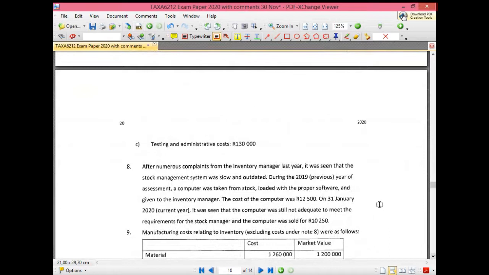Then the testing and administrative cost. This one is not allowed in terms of Section 11B, so your research and development, but we can still deduct it in terms of Section 11A, which is our general deduction. So we will deduct this at 100% and not at 150. Okay. So just remember, any testing or administrative costs for research is excluded from the 150, and then you apply your general deduction rule.